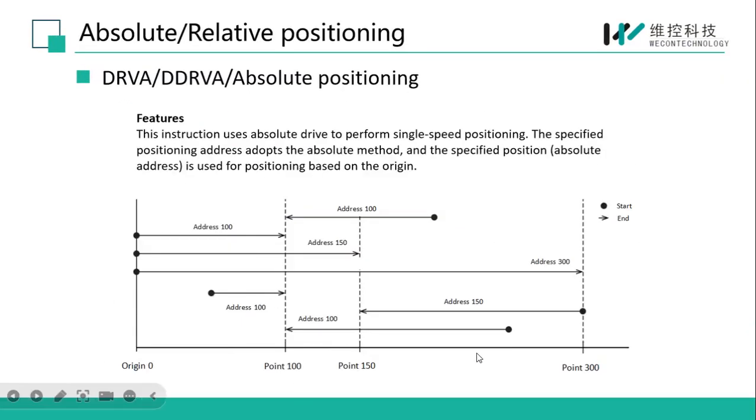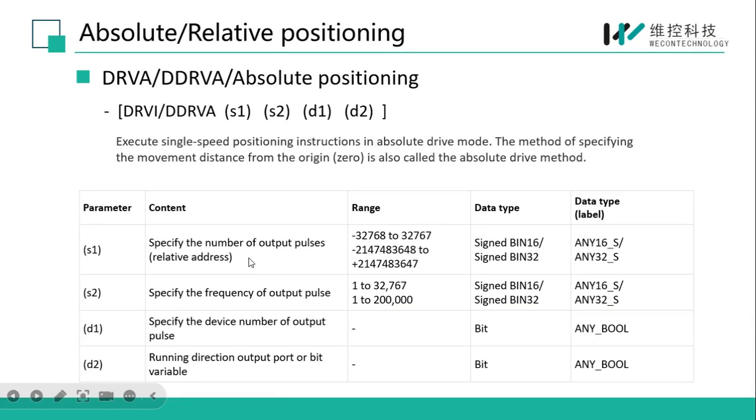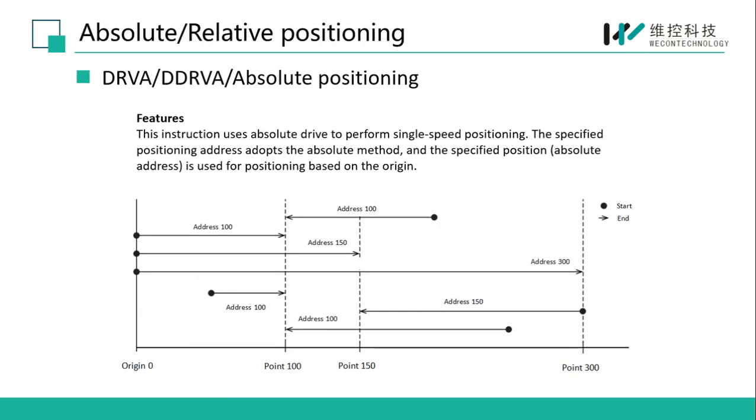As you can see, if we want to move from some point to position 100, we just adjust the value of the first parameter as 100. So if we set it as just 100, it will move from different positions to the same ending position.